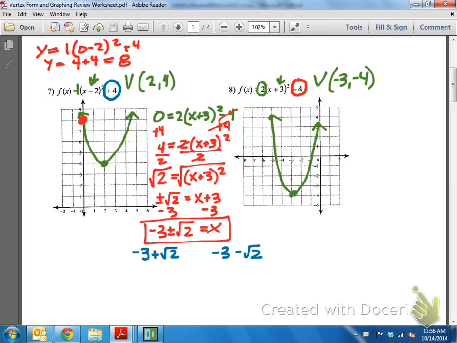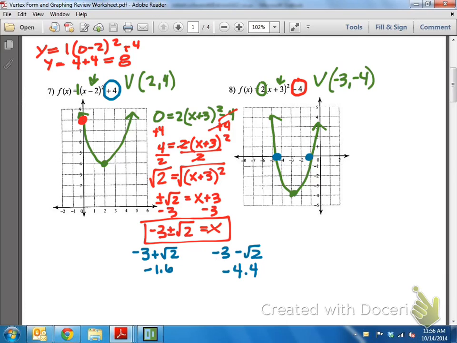At this point, if you really wanted to graph this, you would actually need to crunch these numbers. The square root of 2 works out to be about 1.4. So if you were to actually add negative 3 plus the square root of 2, you would get negative 1.6. As you can see there on my graph, it sort of crosses there. It's close. I did a rough sketch, but that's pretty good. And negative 3 minus the square root of 2 is actually going to give us negative 4.4. And I did a pretty good job there too. So those are my two x-intercepts right there.